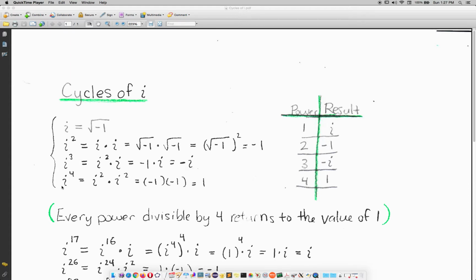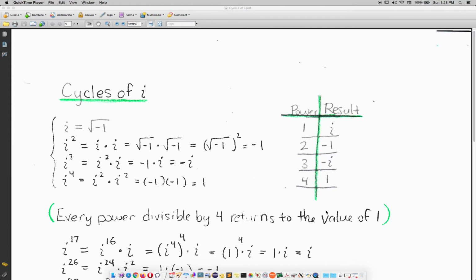i to the fourth, can I make sense of this? Sure, you and I both can. i to the fourth is the same as i squared times i squared. But since we already know what i squared is, we can substitute. That's -1 times -1, which is +1. Now something truly cool happens after this. After the fourth power, it turns out that this cycle repeats itself. And so every power divisible by 4 returns to the value of 1.